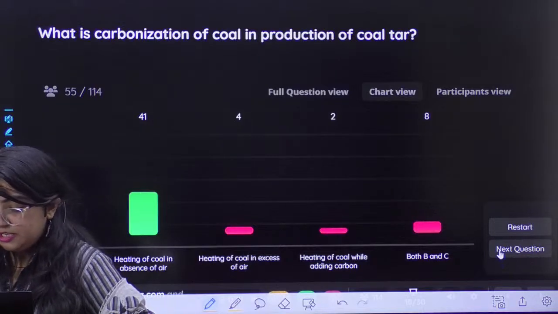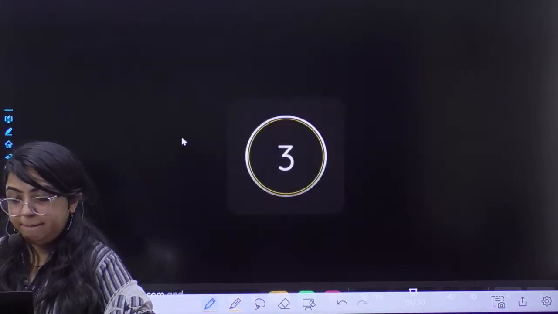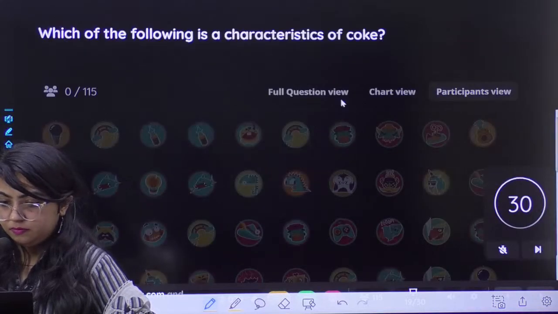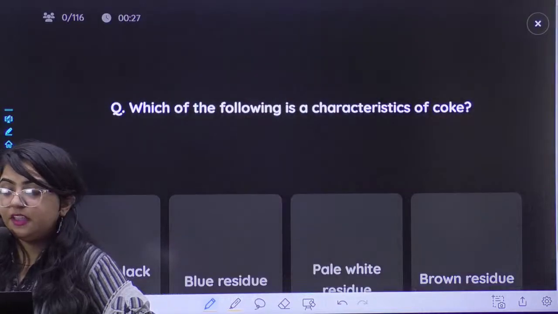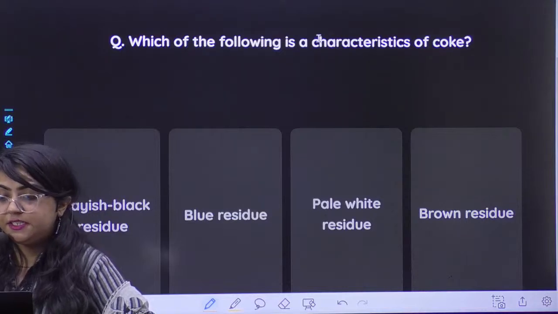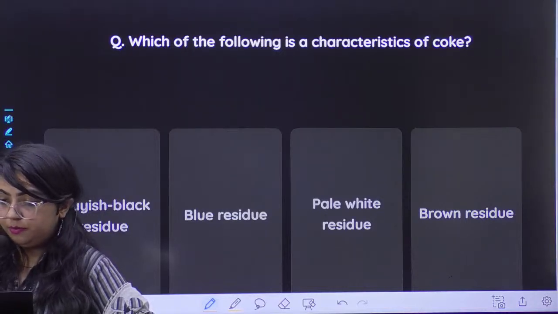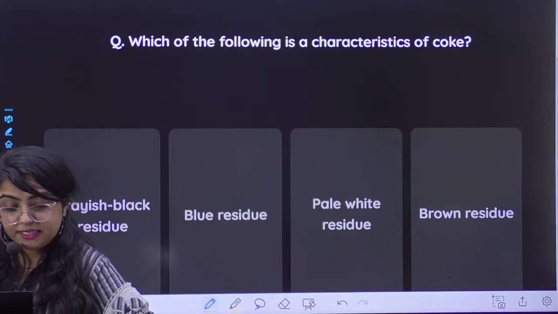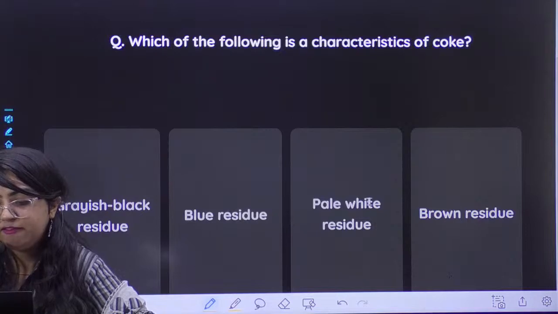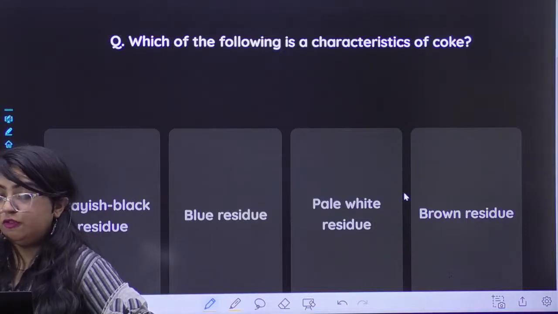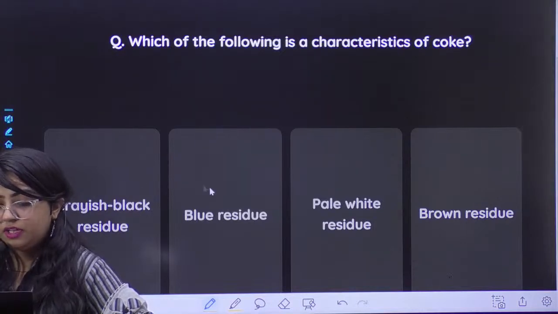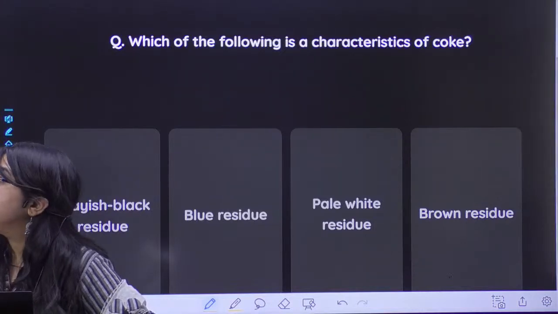Okay, so now the next question. Please read the question carefully. Which of the following is a characteristic or a feature of coke? Coke is grayish black residue, blue residue, pale white residue or brown residue. So we need to find the most appropriate color of the coke from the given 4 options.